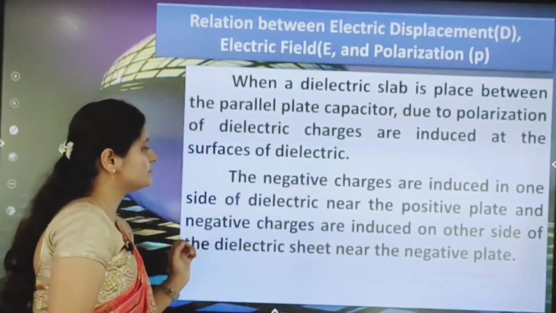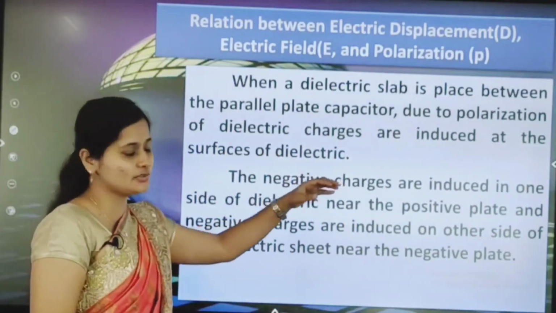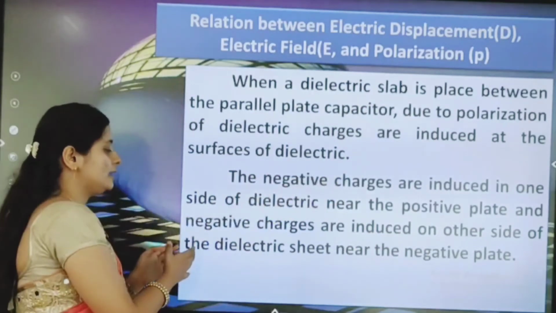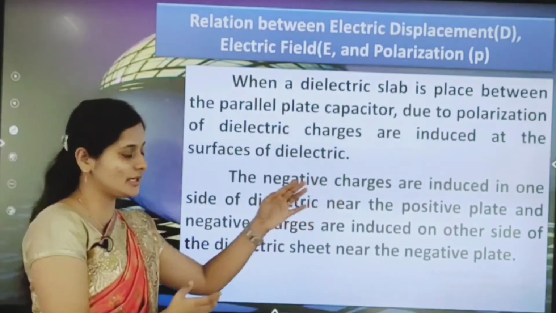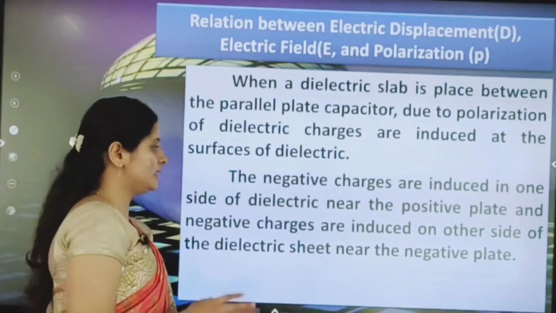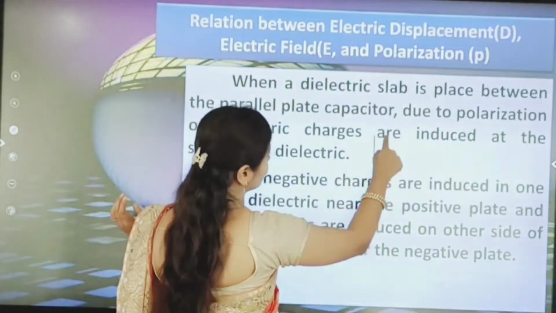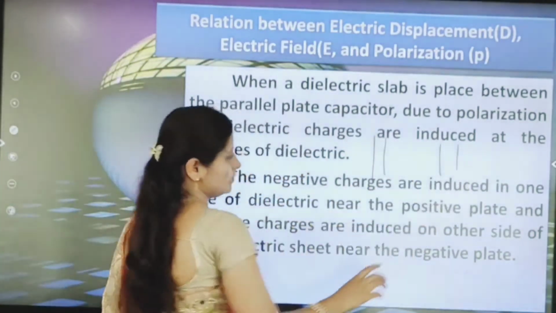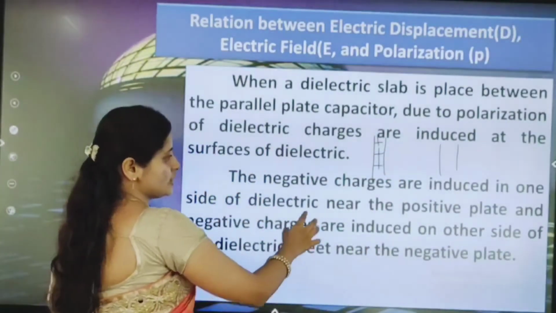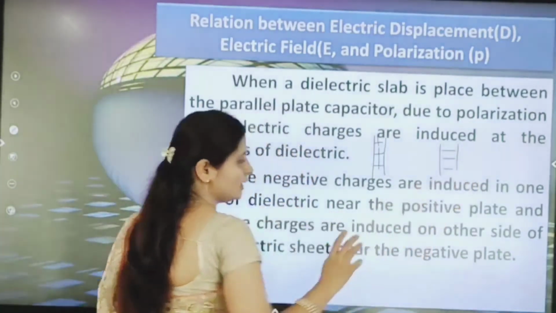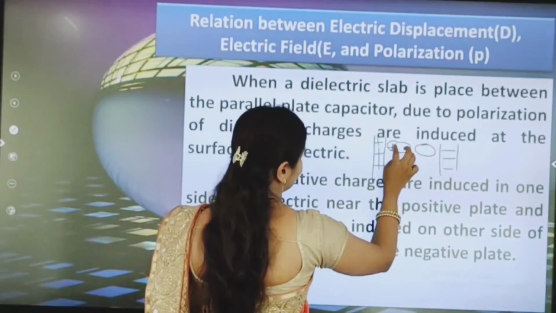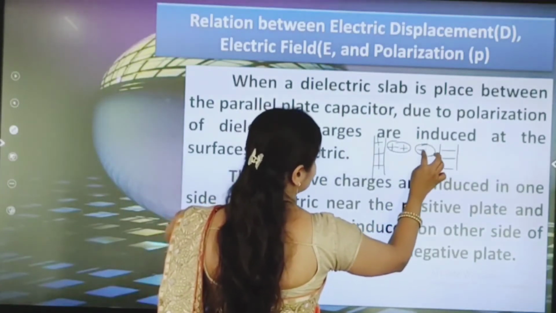Next here, the negative charges are induced on one side of the dielectric near the positive plate, and positive charges are induced on the other side of the dielectric sheet near the negative plate. Consider this is our parallel plate capacitor. This is the positive charges and this is the negative charges. By applying the electric field, we get the net dipole moment, that is the polarization.